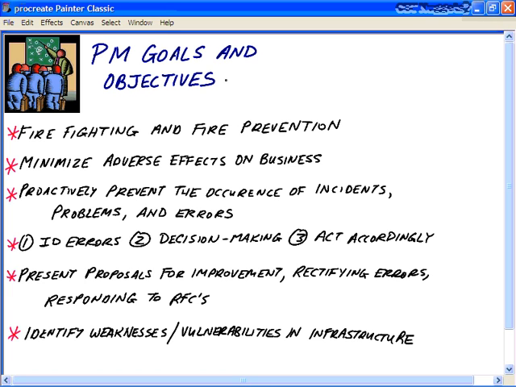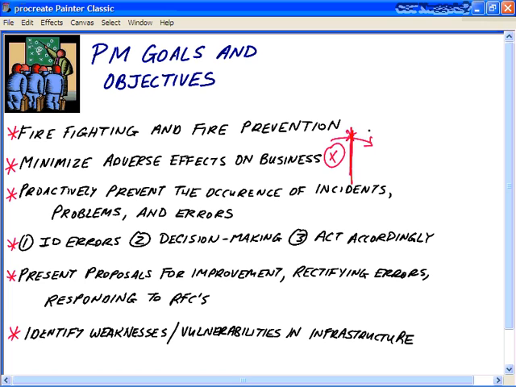A major goal is to minimize the adverse effects of problems and incidents on our business. Along with this is the concept of a firewall. You want to put a system in place so that if you have an outbreak in one area of the organization or the business, it's not going to spread into another area of the business. That firewall concept, which goes along with firefighting, is the same thing here.